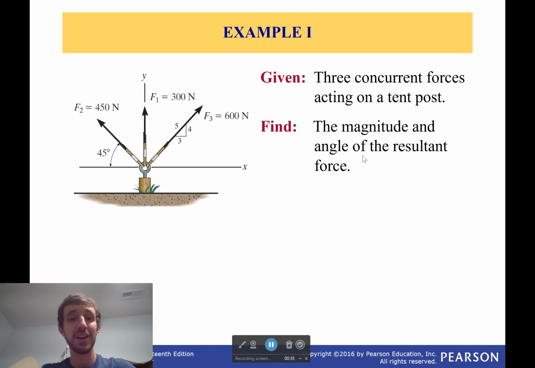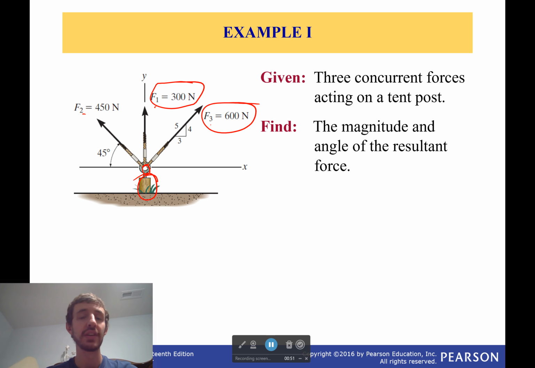Okay, so here is our problem. You see we have this little stake in the ground. It has a hook, and that hook has three forces. Force 3, 1, and 2. Why in the world did they do it in that order? I don't know. We see this one's 300 newtons, this one's 600 newtons, and this one's 450 newtons. Now this one gives us an angle, but this one gives us a slope, or a force triangle.